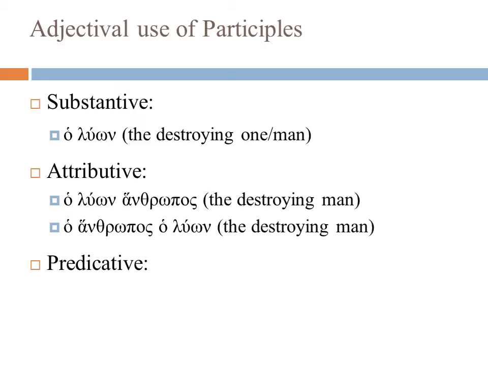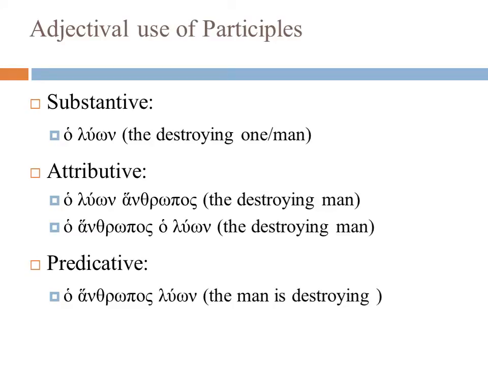The predicative position is the one in which there is no article in front. In the other two, the substantive has an article in front, but there's no noun to modify. The attributive has an article in front of the adjective, whether it's in the first position or the second position. So the predicative is ha'anthropos luon becomes the man is destroying, or simply the man destroying.